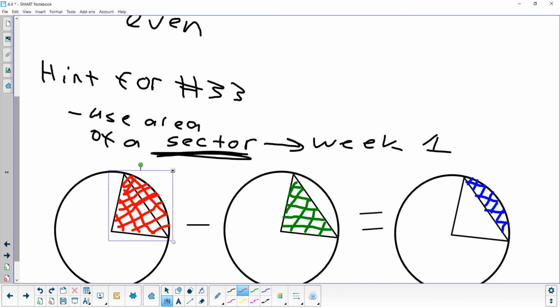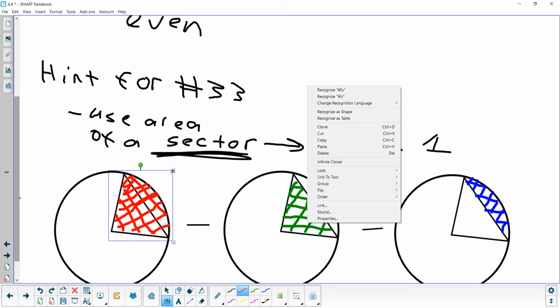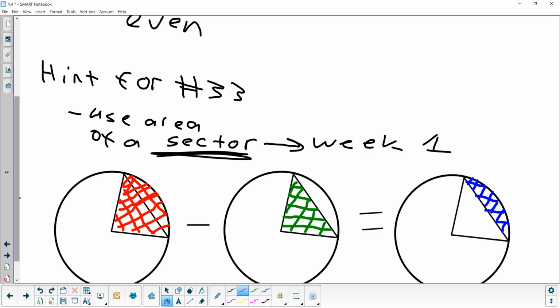That's called area of a sector. Okay, we did that in the first week. So you can find the area of this red section using a formula we learned the first week, and then subtract the area of the triangle. What's going to be left is just this little part in blue. Okay, so that's my hint for number 33.